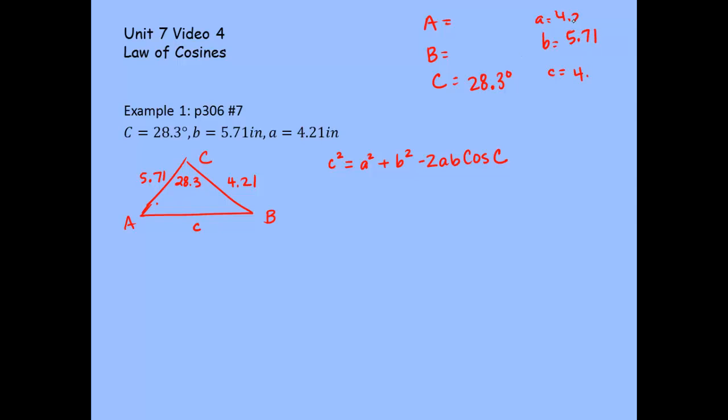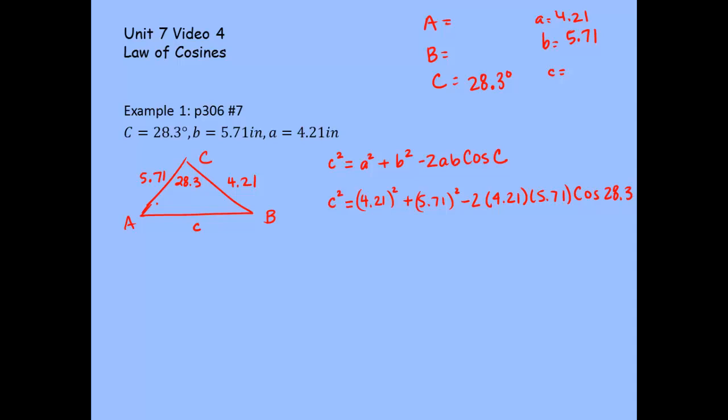Oops, 4.21. Let's erase that. Alright, so if I substitute all this information, I actually will find the next missing side. So I'm going to have c squared equals 4.21 squared plus 5.71 squared minus 2 times 4.21 times 5.71 times the cosine of 28.3.